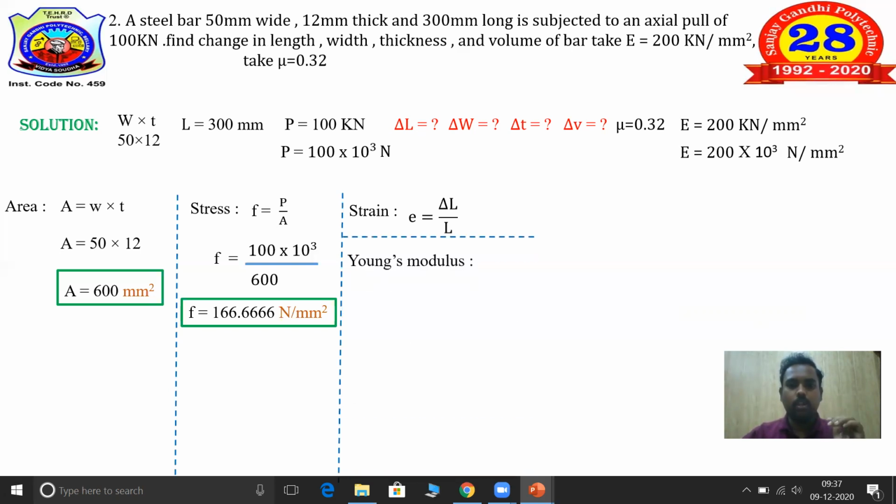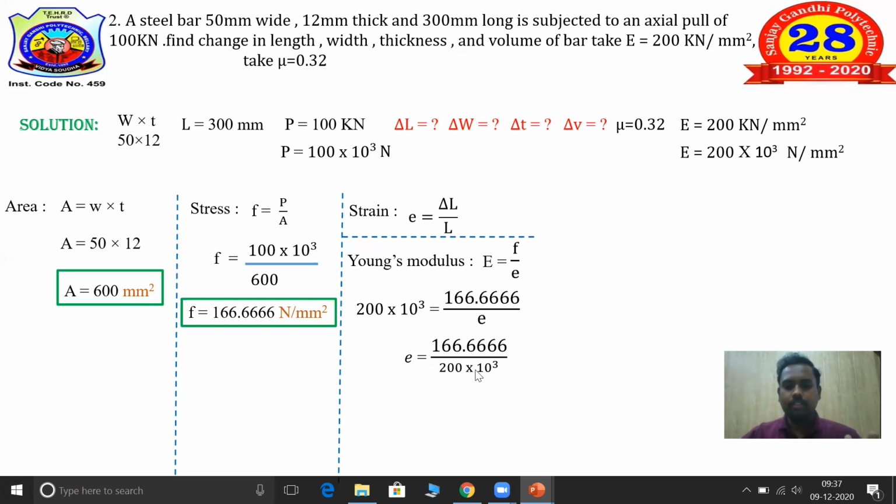Next is Young's modulus. What is the formula for Young's modulus? E equals stress by strain. Just cross-check, can we solve for this formula? Do we know the value of Young's modulus? Yes, we know. What about stress? Yes, we know. And what about strain? No, unknown. So we have only one unknown. Just substitute the values, and on cross multiplication, I'll get strain equals 166.6666 divided by 200 into 10 power 3.